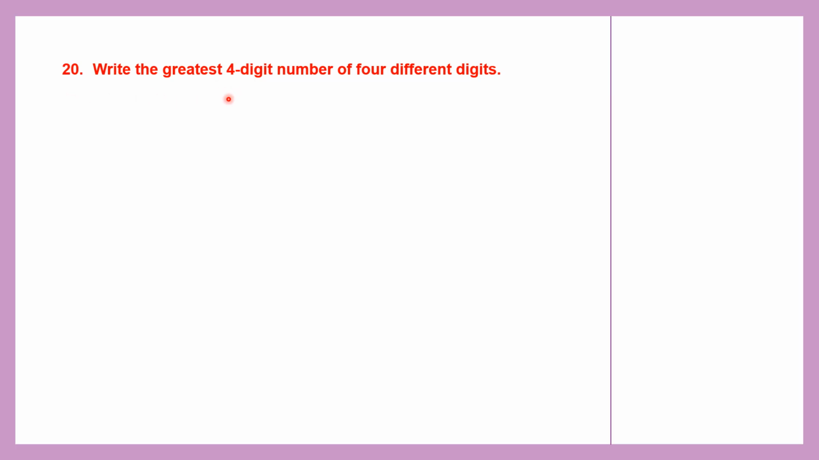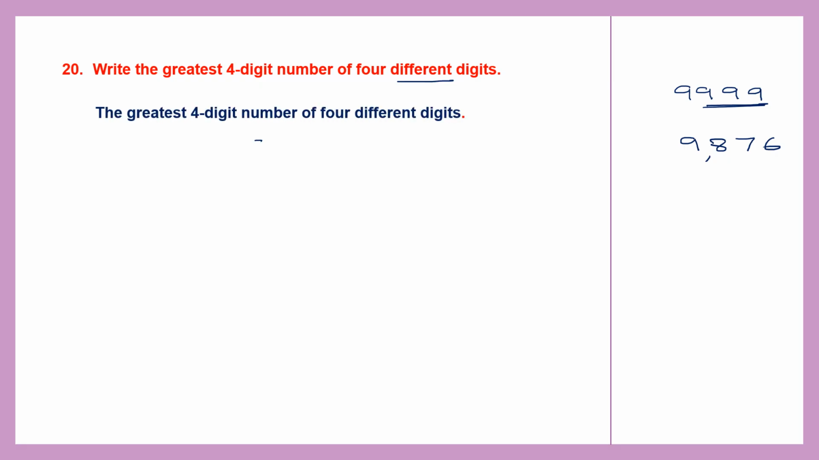Question 20. Write the greatest 4-digit number of again 4 different digits. Now the greatest 4-digit number is 9999. But as you can see, the digits are all the same, isn't it? Here it says all digits should be different. So what we can do is leave the first digit as it is, and instead of these 3 nines, we write numbers in descending order after 9. So that becomes 9, 8, 7 and 6. So the greatest 4-digit number of 4 different digits is 9876.